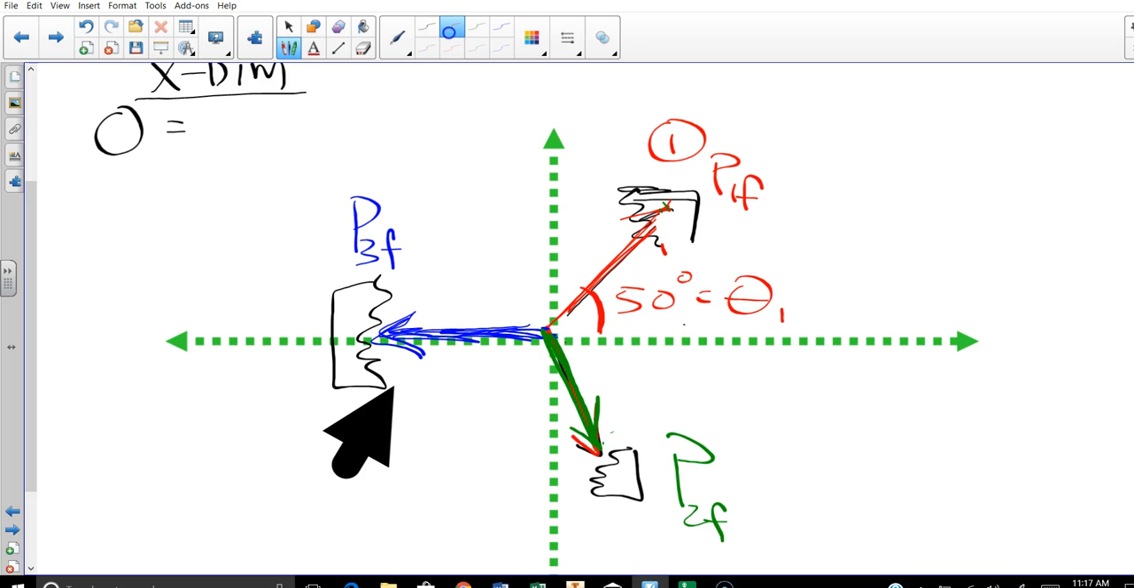Which, by the way, we'll call theta 1. And then this green one we'll call theta 2, its reference angle. And of course, theta 3 is, well, 180. We'll call it 0 degrees for reference. And we'll call theta 2 70 degrees. All right. So there's some information for us.